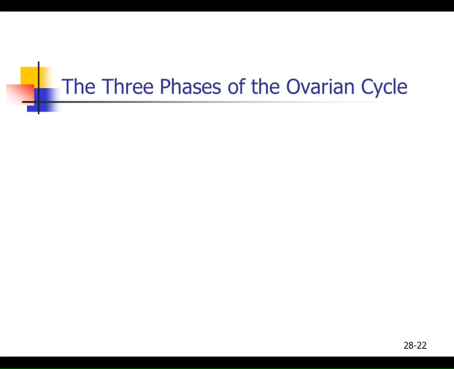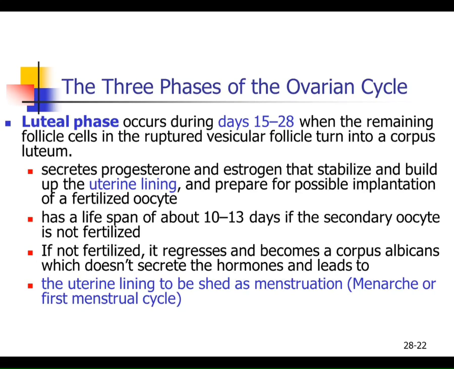Now, after the ovulation occurs, then the ovary is in the luteal phase. And this is from days 15 to 28. This is the time after the egg has been released. But what happens is that those follicle cells that were wrapped around the egg that was released will become the corpus luteum. And that corpus luteum will itself begin to secrete hormones, specifically progesterone and estrogen. Right, so the hormones, estrogen and progesterone, are being produced by the corpus luteum.